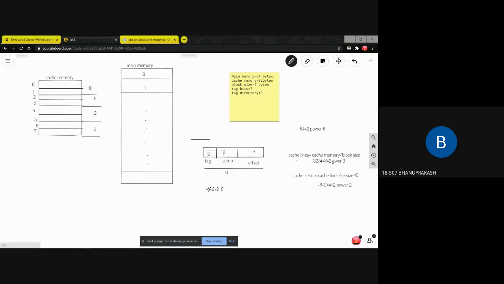So what is the tag directory? The formula for tag directory is tag bits into the number of cache lines. We have tag bits as 2, into the number of cache lines, 2 cube, that is 8, which equals 16. The tag directory is 16. This is the first problem.